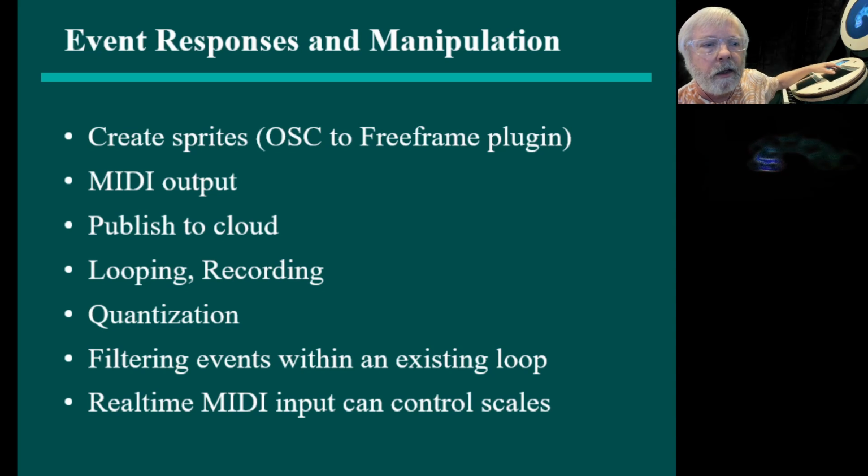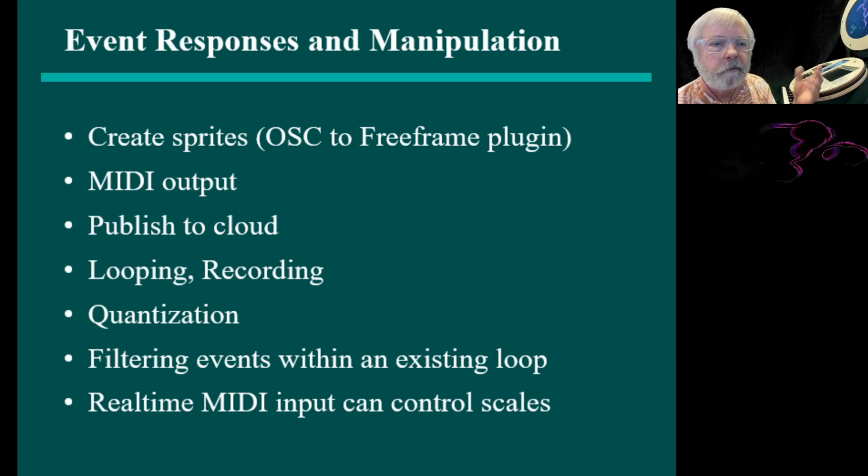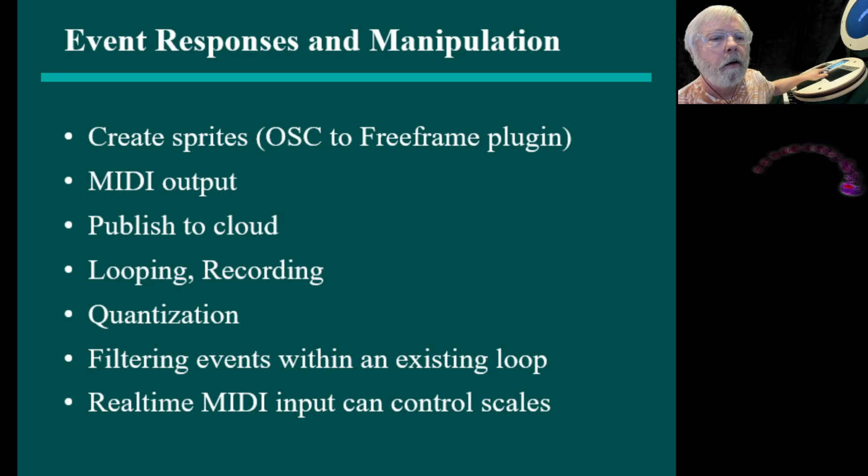So the cursor events are going from this real-time engine in Go into the FreeFrame plugin using OSC. So that's really primary event response. You can send MIDI and generate sprites from that. You can send these events into the cloud, and I get that for free. I should have turned off the phone. I get that for free because I'm using this NATS system.